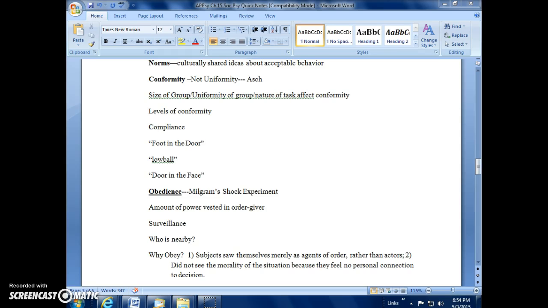And also, for some reason, a lot of the people in that experiment didn't see what was going on as evil, and don't understand the morality of the situation, again, because they see themselves as detached.